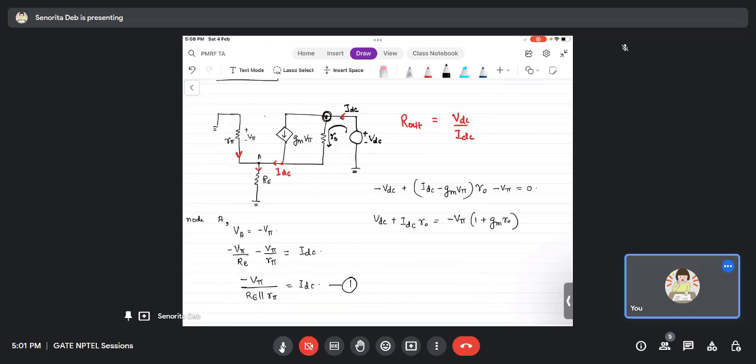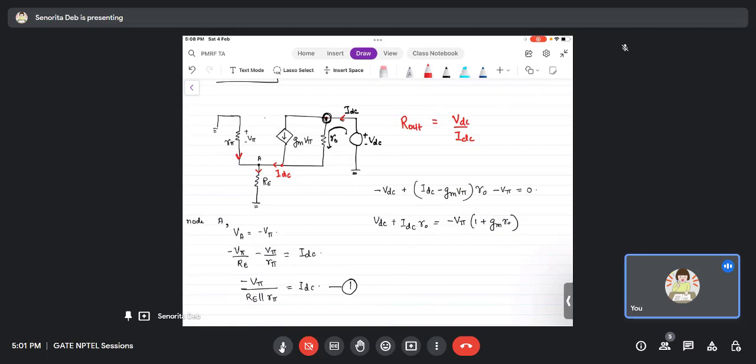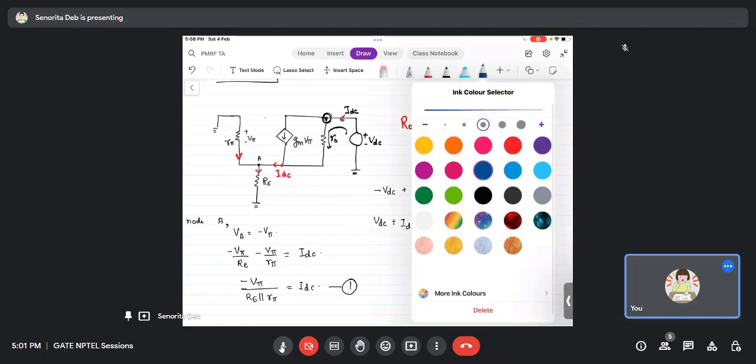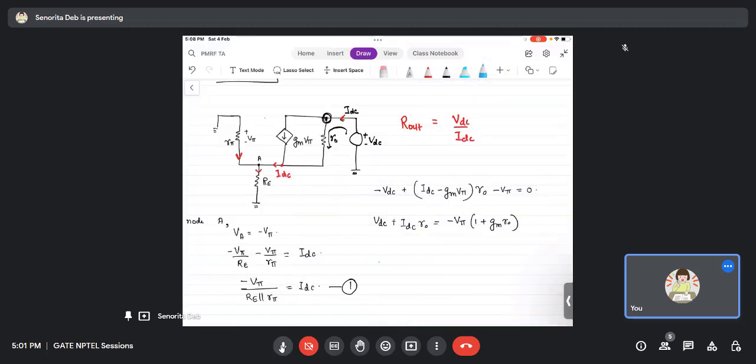Please have a look into this. I put a KCL, I did not do anything else. I just put a KVL to this path. I should not draw it like this. Let me draw it with some other color. Okay, put a KVL in this path. I hope it is visible. Just have a look at it.